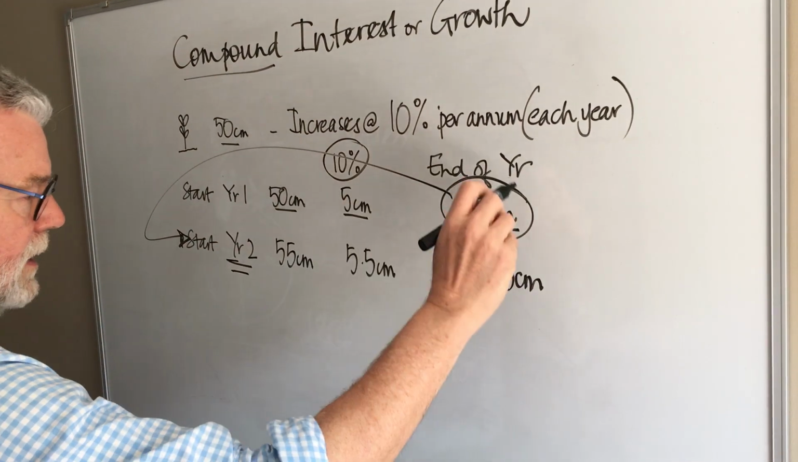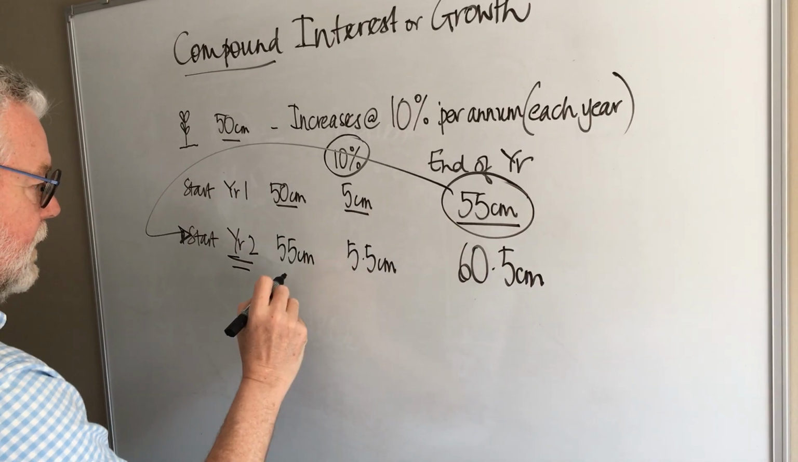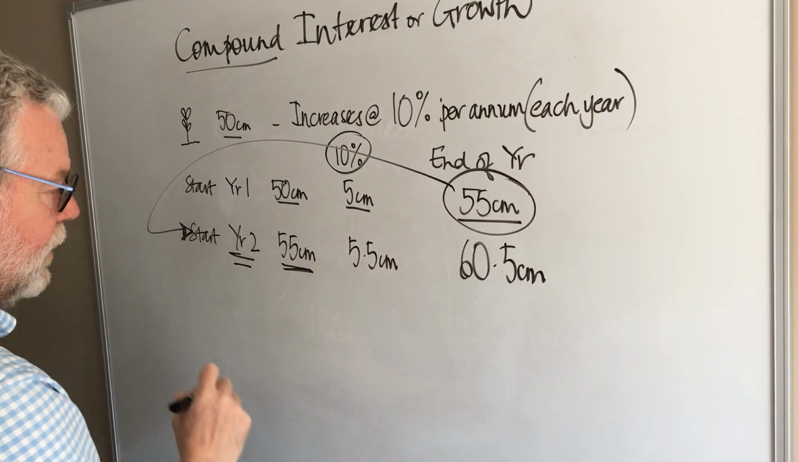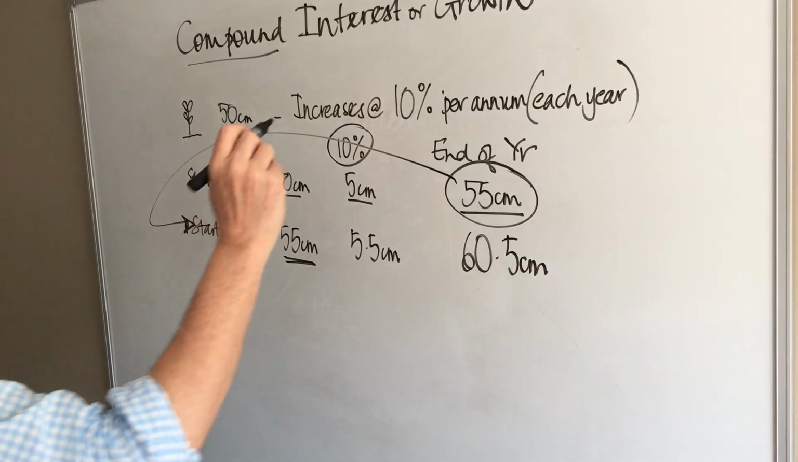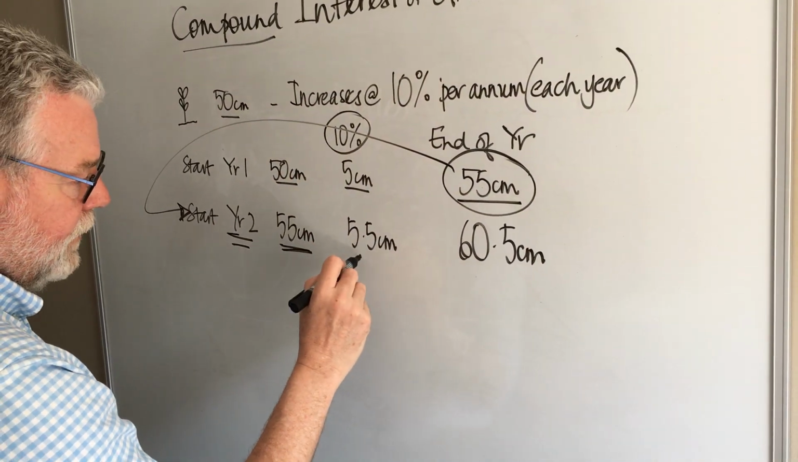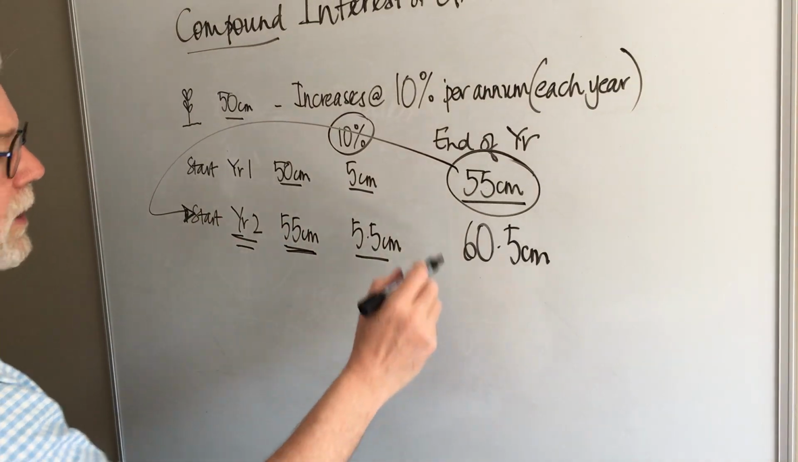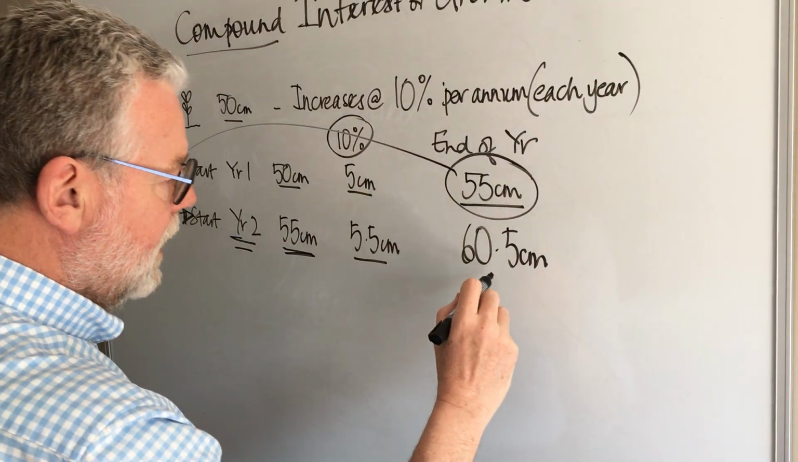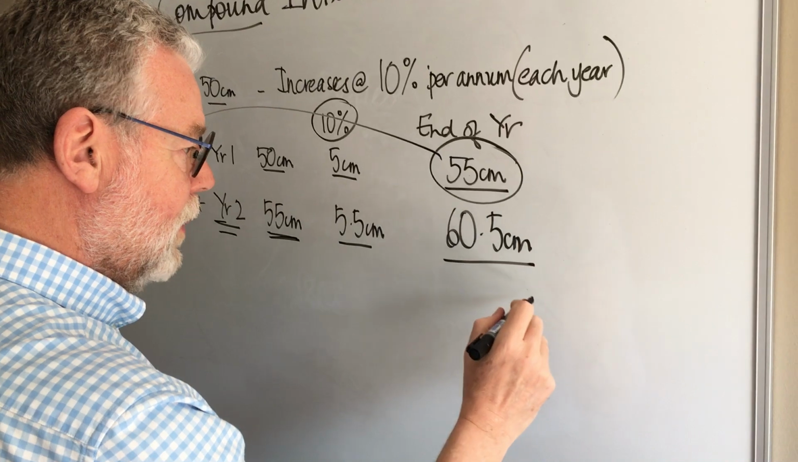So end of year one, it was 55 centimetres. Start of year two, of course, it's 55 centimetres. Now it increases still at a rate of 10%. That's 5.5 centimetres this year, which we add on. So by the end of the year, it's actually going to be 60.5 centimetres.